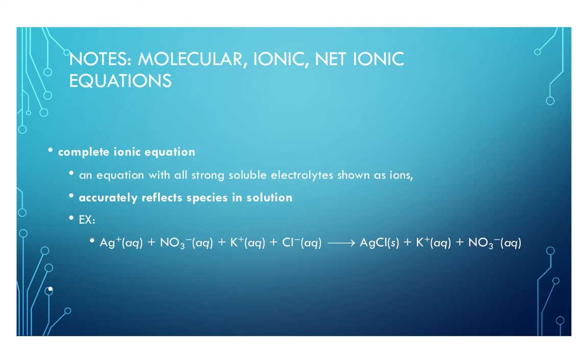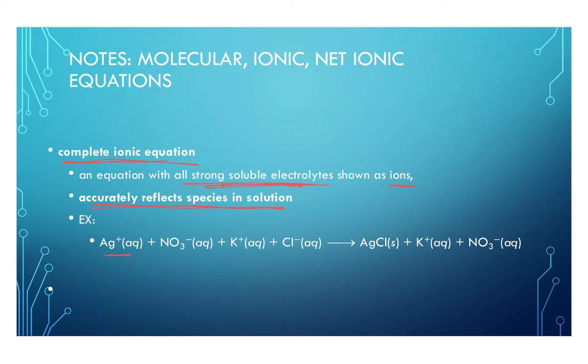The second kind of equation is a complete ionic equation. This is where all strong soluble electrolytes get shown as ions. So it actually accurately reflects the species in solution. In other words, this is the what's-in-the-beaker equation. Okay, so silver nitrate was aqueous.